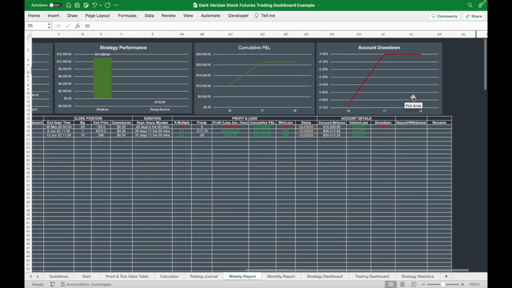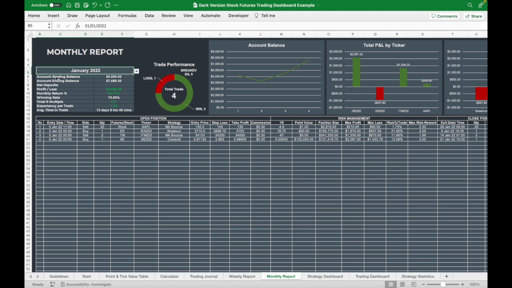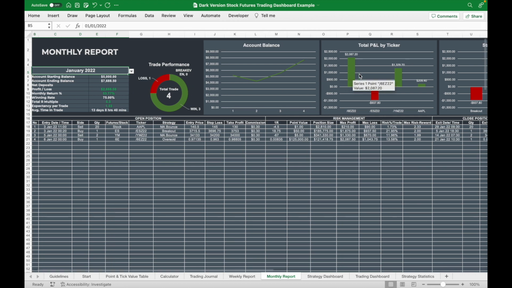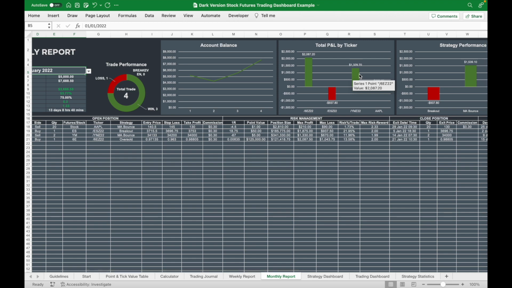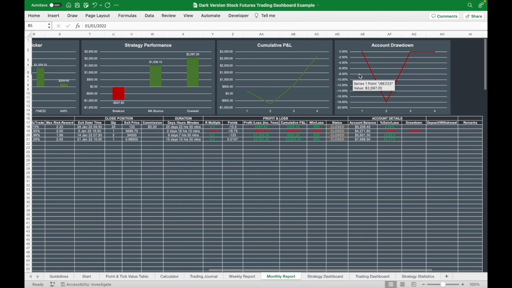for the selected week. You can monitor your monthly trading performance by selecting the month from the drop-down list. All the trades taken in the selected month will be listed in the table below, and the monthly report will display your total profit and loss, your win rate, and average return per trade. The dynamic chart will also show your account balance, total P&L by ticker, strategy performance, cumulative P&L, and the account drawdown for the selected month.